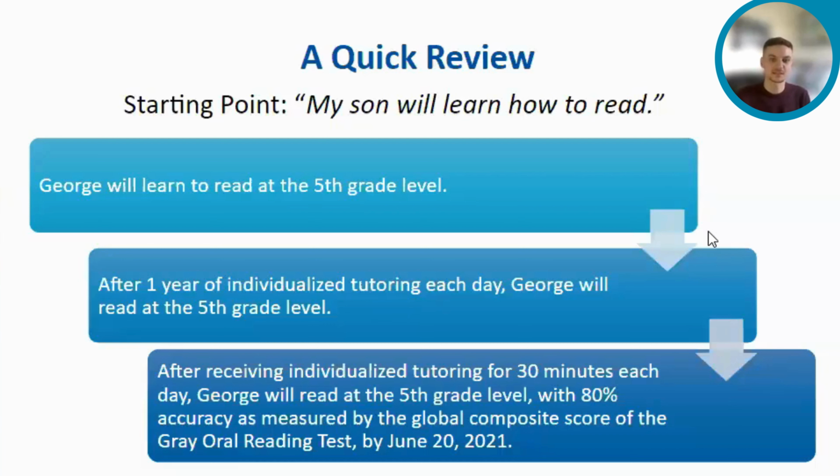So after receiving individualized tutoring for 30 minutes each day, George will read at the 5th grade level with 80% accuracy as measured by the global composite score of the Gray Oral Reading Test by June 20th, 2021. A mouthful, but that goal has all the acronyms. It's specific, identifying the who, the what, the when, the where, the why. It's measurable, so we have the 80% accuracy. It's attainable based off that established present level of performance. It's results oriented, and it's time limited, so we know when we want to achieve this goal by.